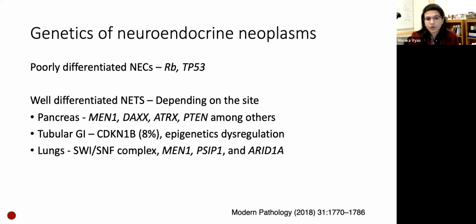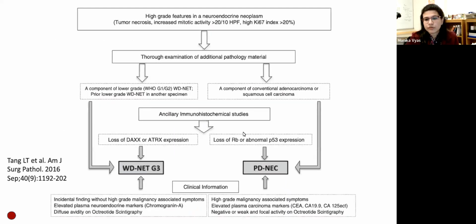And in those cases, one could use either immunostains or send tissue for sequencing. If you have either loss of ATRX or DAXX by IHC, or loss of RB or P53 by IHC: loss of P53 or RB would point to a poorly differentiated neuroendocrine carcinoma, whereas loss of ATRX or DAXX would show a well-differentiated neoplasm. And then these can also be confirmed by sequencing.